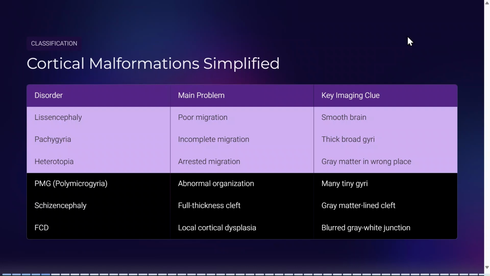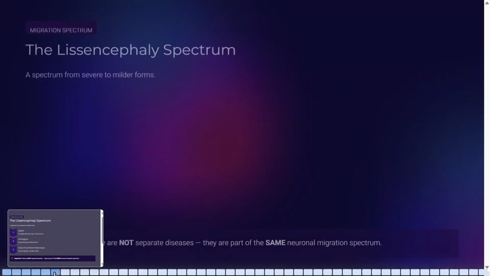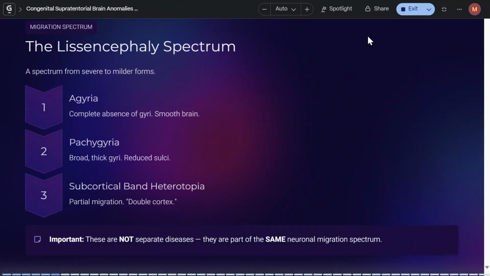After that, if there is abnormal organization after the post-migration stage, that would be polymicrogyria. And if there is some cleft formation, that would be Lissencephaly. And if there is focal cortical dysplasia, that would indicate a blurred gray-white junction. So we will be discussing all of these.